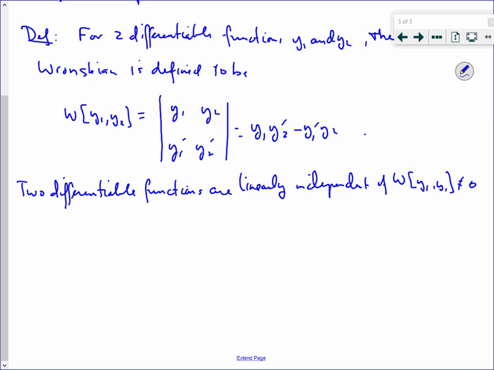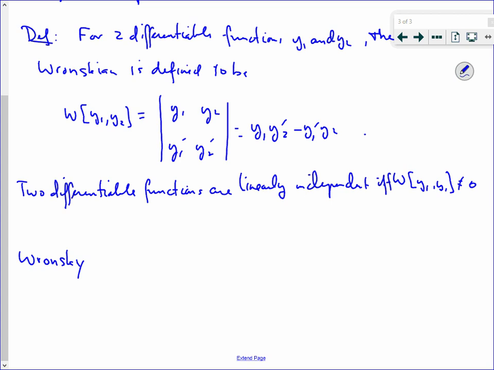Now, Wronskian comes from a Polish mathematician. Can't remember his first name, but Wronskian. So this gives us a quick way of checking if two differentiable functions are linearly independent. We just take this Wronskian and look at it. If it's not equal to 0, then they're linearly independent. This should actually be an if and only if here. If I had three functions, I'll write down what the determinant looks like for three functions. But it's a nice little check to see if things are linearly independent, just involving derivatives.